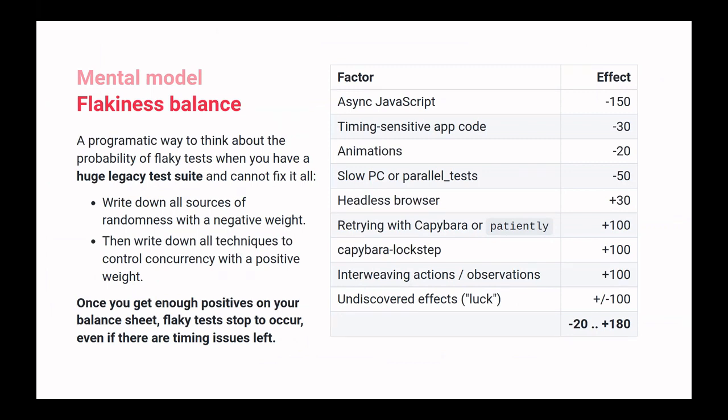Okay, this is the last technique or mental model I want to share today. This is what I call the flakiness balance. When I see an application that has issues with flaky tests, I build something like this in my head. There are some factors of your implementation and your tests that introduce more concurrency issues into your test suite. For instance, if you have any kind of async JavaScript, or if you're using a single page app framework, you immediately increase your risk of having flaky tests. Or if you have animations, you increase your risk of flaky tests, so disable those. If your PC is slow, or if you're running parallel tests, you will increase the risk of flaky tests.